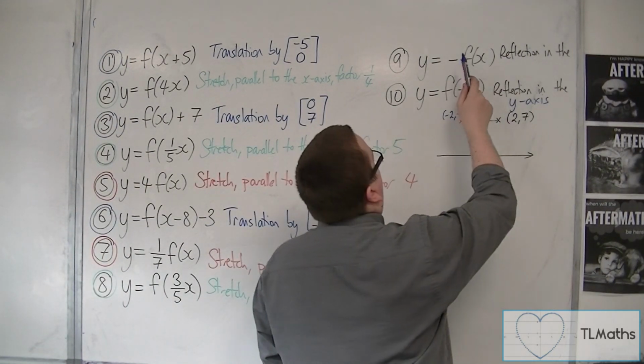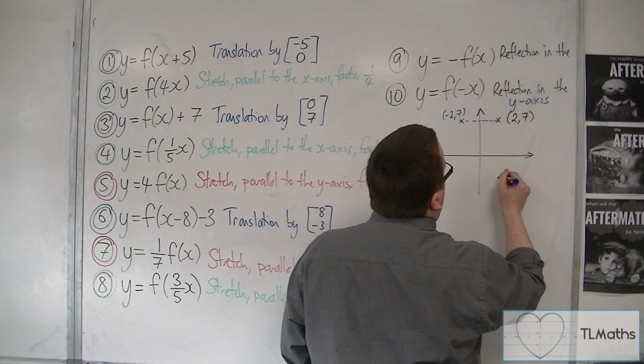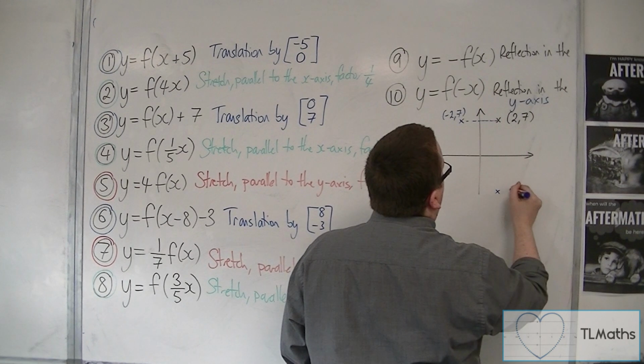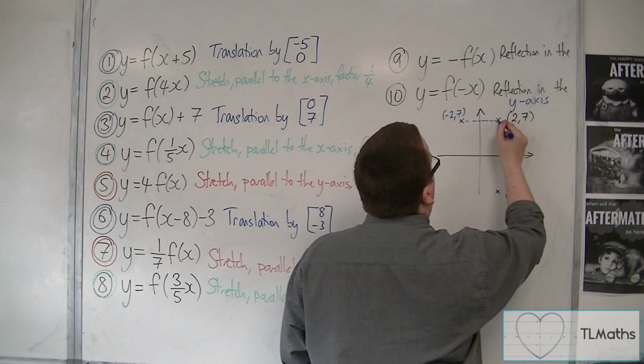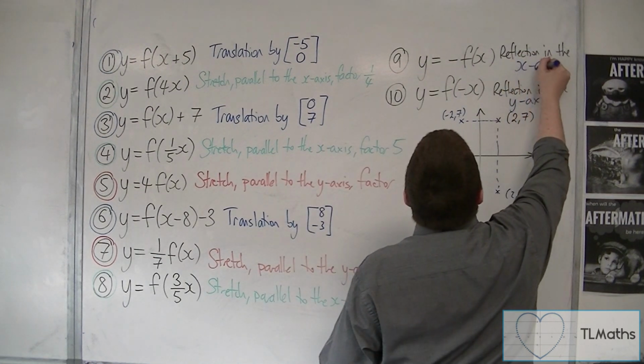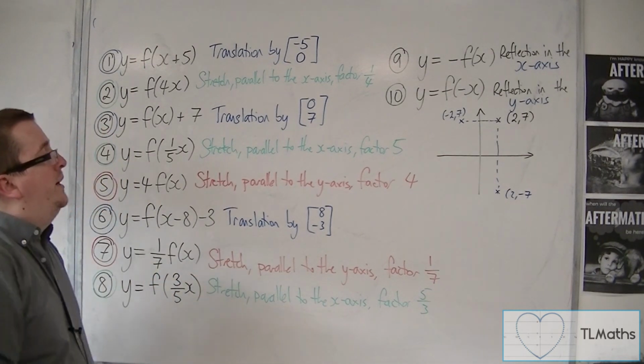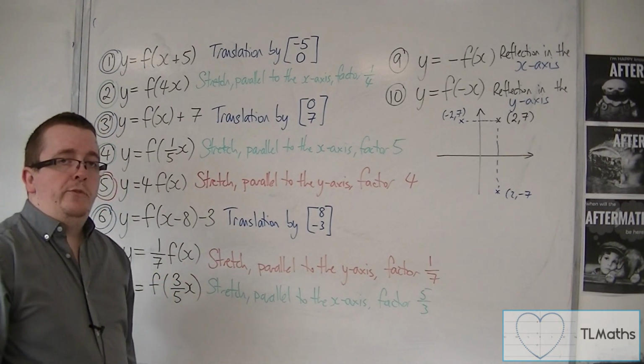So if I'm replacing the y with minus y, then this point is now at 2, minus 7, which is down here. So that is a reflection in the x-axis. Okay? And that is how we can identify these different types of transformation.